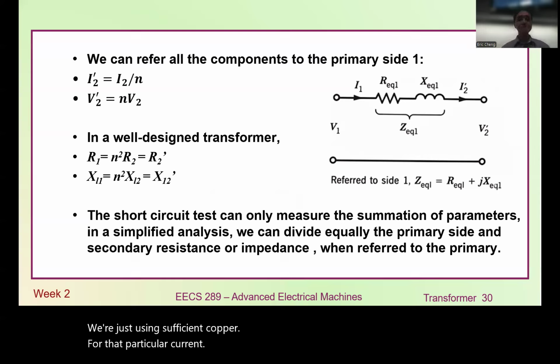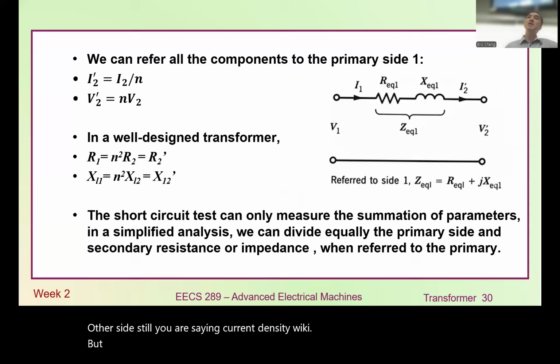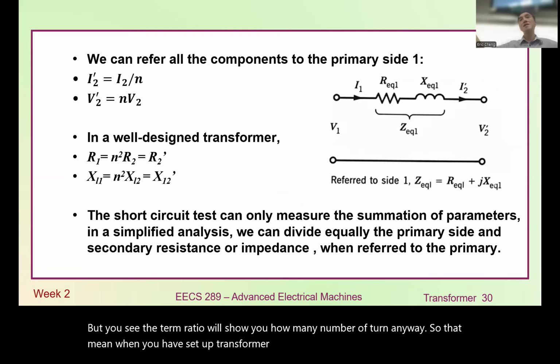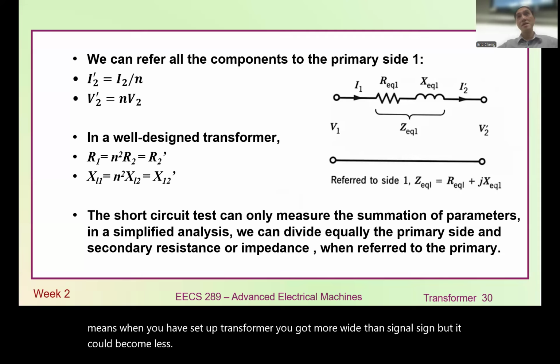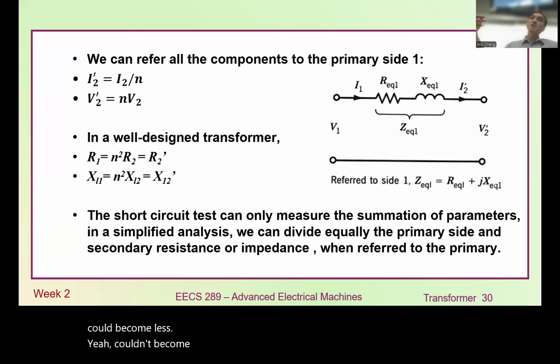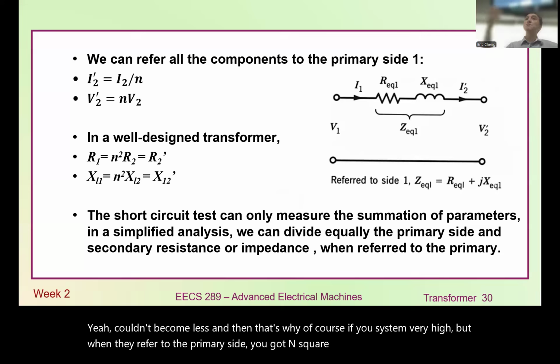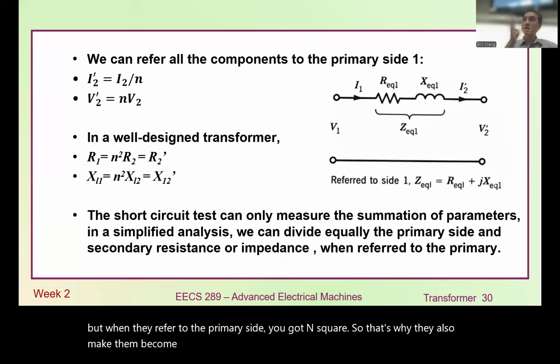So that's how we come up with this. If there is less winding on one side and more winding on the other side, we still give the same current density. But the turn ratio will show you how many turns there are anyway. So when you have a step-up transformer, you get more winding on the secondary side, but the current becomes less. Yes, the current becomes less, and of course the resistance will be higher, but when they are referred to the primary side, you get n squared. So that's why they also become equal, so you can calculate more exactly.